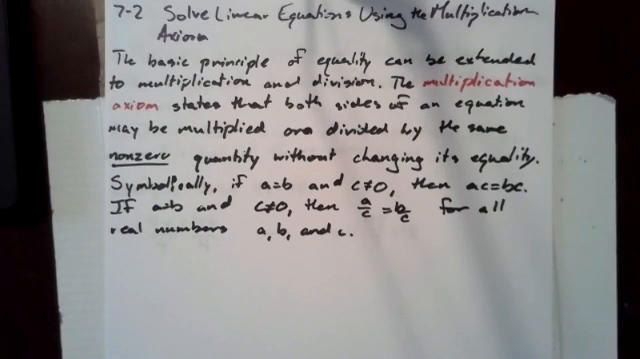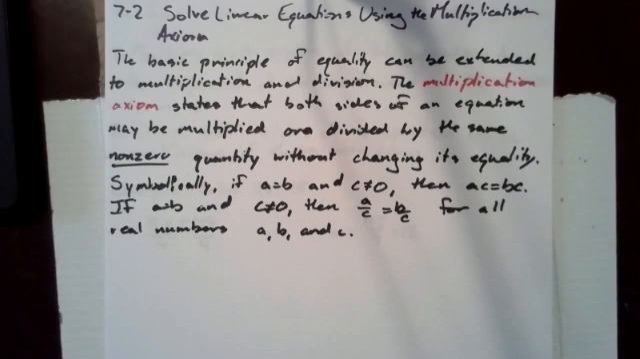In this video, we will solve linear equations using the multiplication axiom. The basic principle of equality can be extended to multiplication and division. The multiplication axiom states that both sides of an equation may be multiplied or divided by the same non-zero quantity without changing its equality. Symbolically, if A equals B and C is not equal to 0, then AC equals BC.